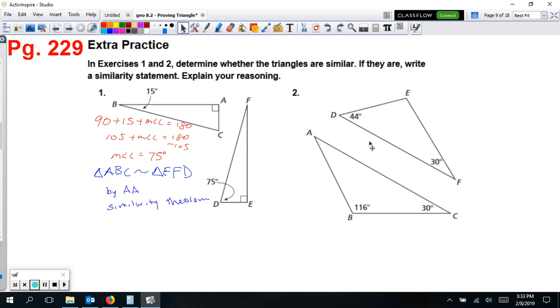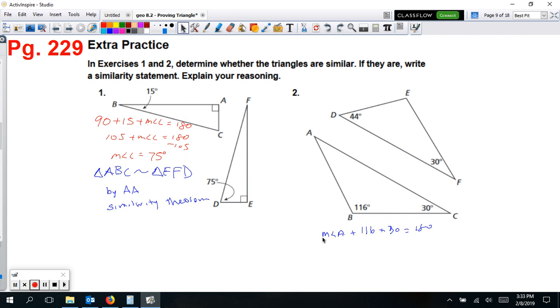Okay, on 2, we want to look at 30 degrees. That's one angle that's already showing congruence. And then we can do that triangle sum theorem again with one of these. It doesn't matter which one. It'll probably be easier to do it with the top one up here, the DEF triangle. Actually, no, I'm doing it with the bottom one. Sorry. It doesn't matter which one. You could have done it with the top one.